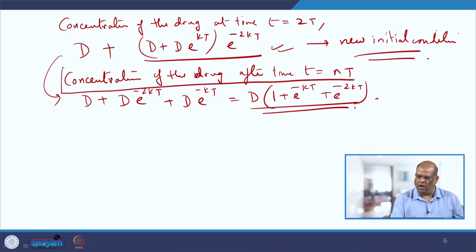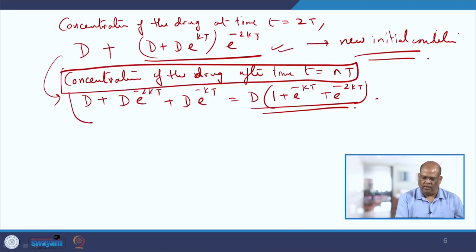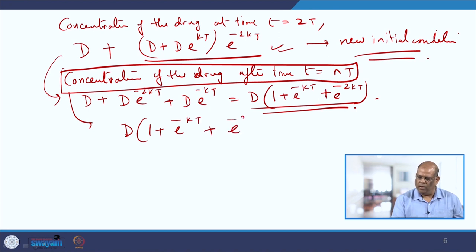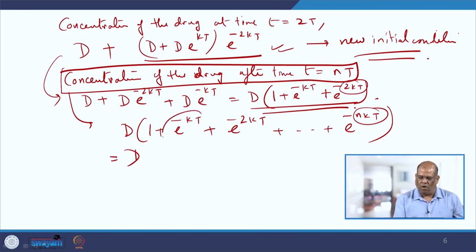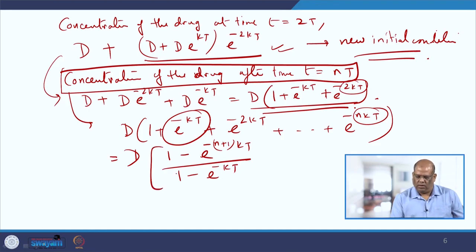So, the concentration of the drug after time t equal to nT can be written as D into 1 plus e to the power minus kT plus e to the power minus 2kT, and plus e to the power minus nkT. So, if it is t equal to 2T, here it is minus k times 2T. If it is t equal to nT, it is minus n times kT. And this comes in a GP series. So, if I want to find the sum with common ratio e to the power minus kT, it is 1 minus e to the power minus (n plus 1)kT divided by 1 minus e to the power minus kT. So, this is the concentration of drug after time t equal to nT.